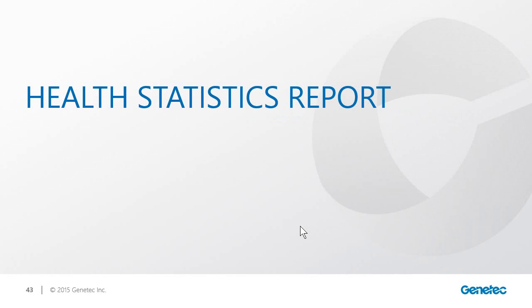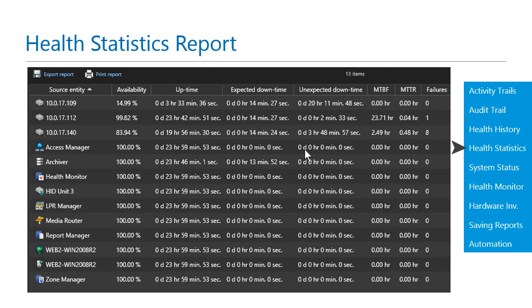Now that we've seen the health history report that shows all the events, let's take a look at the health statistics report. The key difference here is the information that we're getting. We're still looking at the entities on the system and want to know if there's any problems, but this report helps us get a general overview of how the entity is working. So basically we're looking at how long the entity has been up and running for at that moment, and how much time it's been available for over the length of time that we selected for the report.